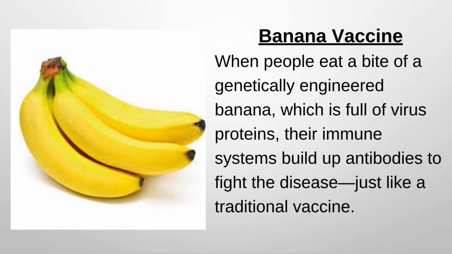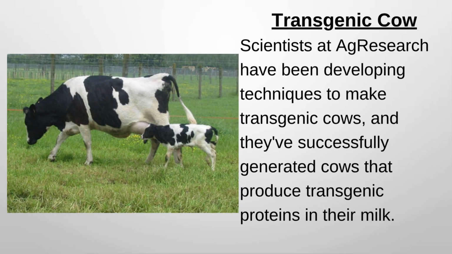Banana vaccine. When people eat a bite of a genetically engineered banana, which is full of virus proteins, their immune systems build up antibodies to fight the disease, just like a traditional vaccine. Now, when an altered form of virus is injected into a banana sapling, the virus genetic material quickly becomes a permanent part of the plant cells. Now, as the plant grows, its cells produce the virus proteins, but not the infectious part of the virus.